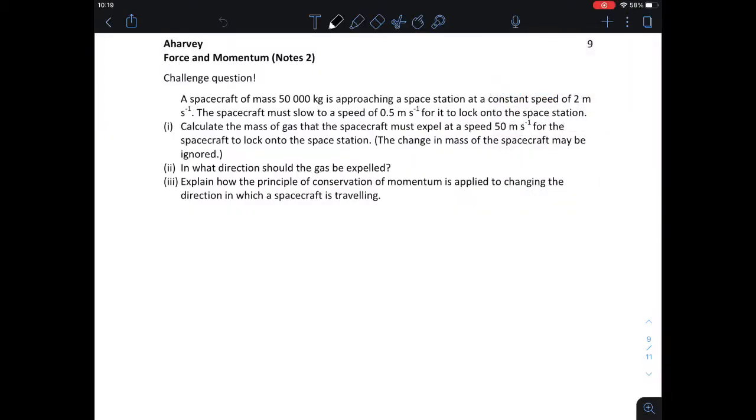Hi guys, so let's look at challenge 7 in your notes. This is the 2002 exam question. In this question, we're told that a spacecraft has a mass of 50,000 kg and is approaching a space station with a constant speed of 2 meters per second. The spacecraft slows to 0.5 meters per second to lock onto the space station. We're asked to calculate the mass of the gas that the spacecraft must expel.